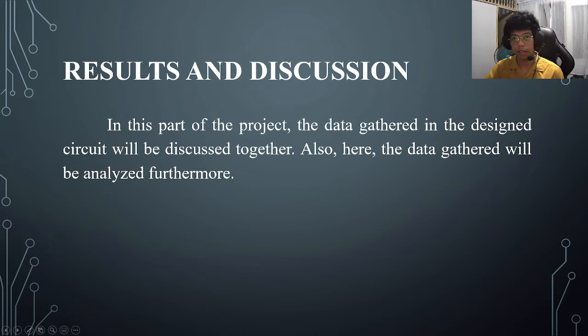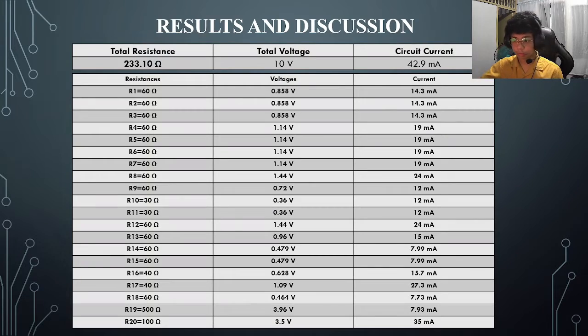So, good day everyone. I'm Aaron Isaac P. Antonio and I will be discussing the results and discussion. In this part of the project, the data gathered in the design circuit will be discussed and analyzed further. We have here the tables of values. It has total resistance, total voltage, circuit current, individual resistances, voltages, and currents. The unknowns here are the total resistance and the voltages, and we obtained those values by using Ohm's law.